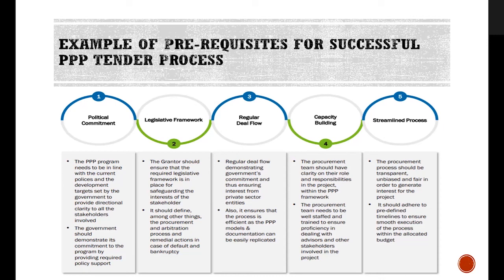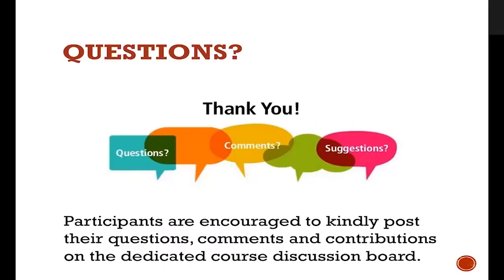The procurement process should be transparent, with streamlined processes. It should be audited. There should be adherence to predefined timelines. If all of those are well taken care of, then the structuring of the contract and tender process would serve the interest of all.